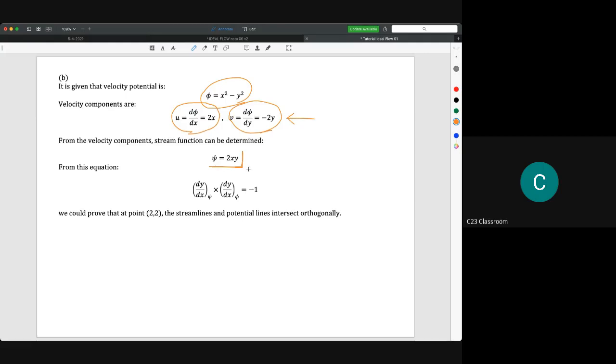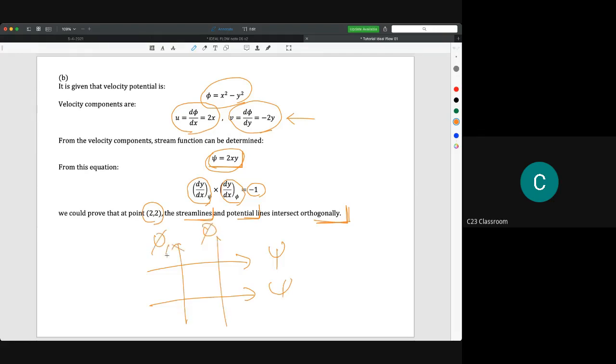And then you just do this equation. You differentiate psi here, dy/dx for psi, and then you multiply with dy/dx for phi here, and you will get the value of negative 1. So without substituting the value of (2, 2) here, you can prove that the streamline, meaning psi, and the potential line, meaning the velocity potential, intersect orthogonally. This is the way to prove the streamlines psi intersect with phi, phi 1 and phi 2, and psi 1 and psi 2, at 90 degrees.